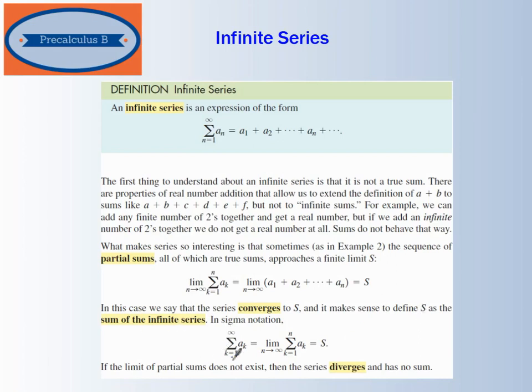So we would say that the sum of a sub k from 1 to infinity is equal to the limit as n approaches infinity of the sum of a sub k from k equals 1 to n, and that equals some value where it converges. If the limit of the partial sums does not exist, then we would say the series diverges and it has no sum. But it's quite possible that as n approaches infinity, it will converge at some value, which we would call s.